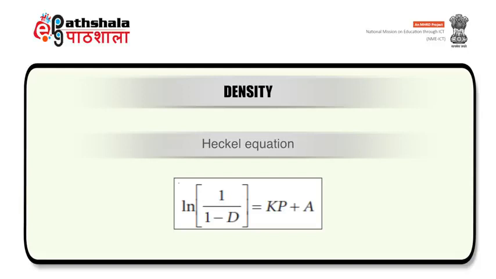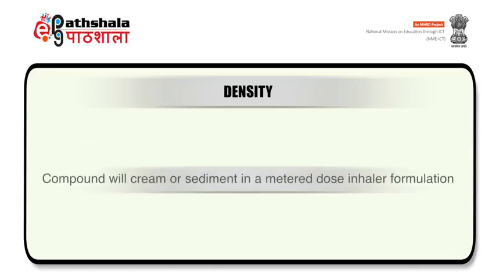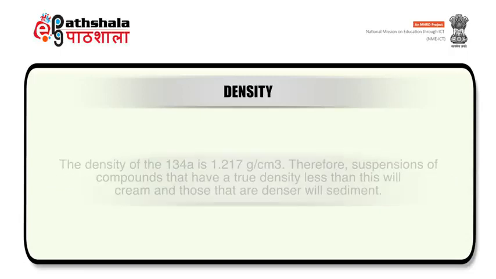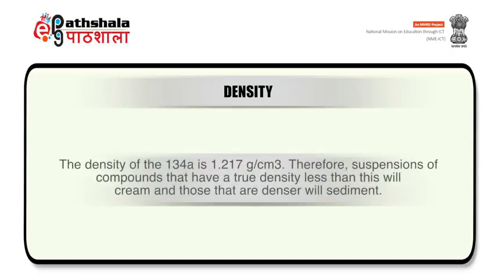Below we mention a few examples to discuss the importance of density in product development. Information about the density of a powder can be used to predict whether a compound will sediment in a metered dose inhaler formulation. The density of the hydrofluoroalkane propellant 134A is 1.217 g/cm³. Therefore, suspensions of compounds that have a true density less than this figure will cream, that is, rise to the surface, and those that are denser will sediment. Those that match the density of the propellant will stay in suspension for a longer period of time.